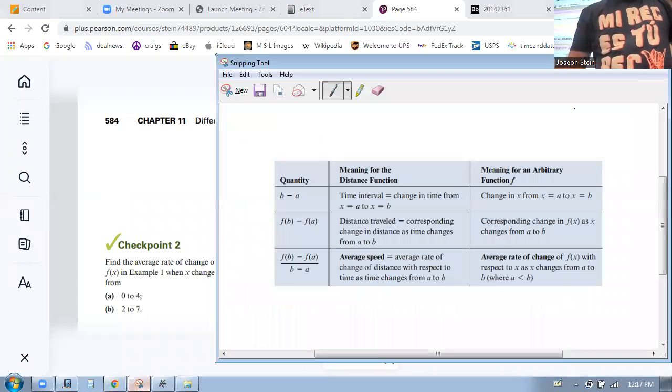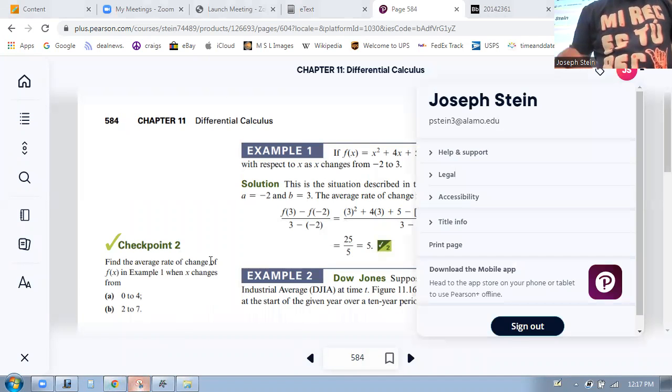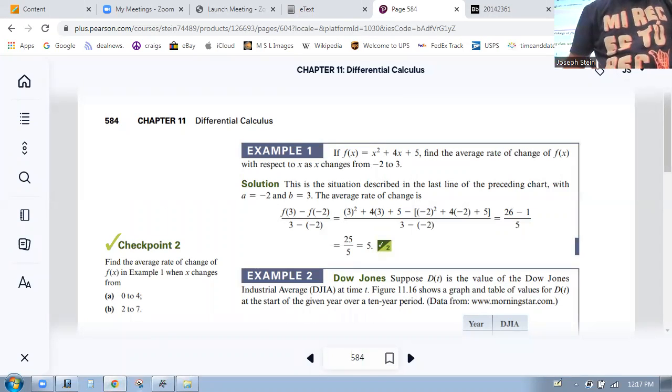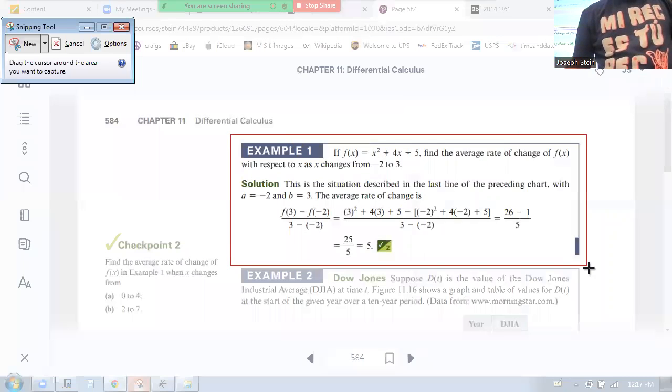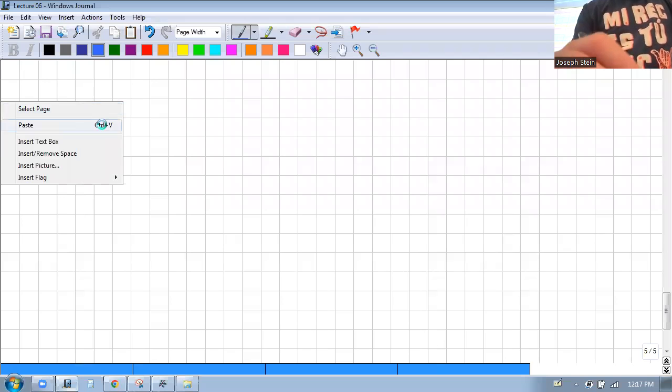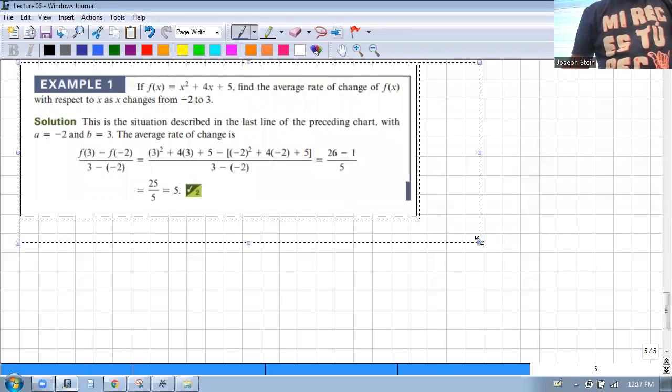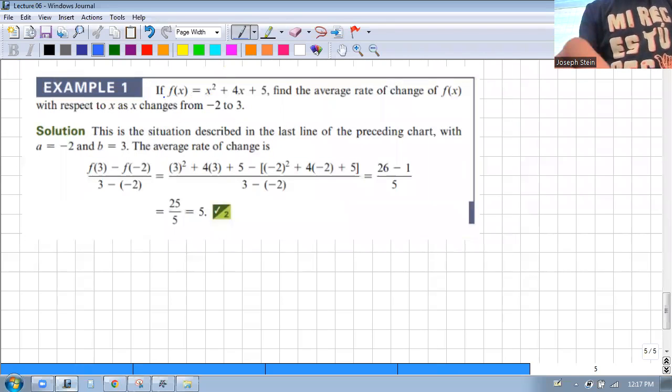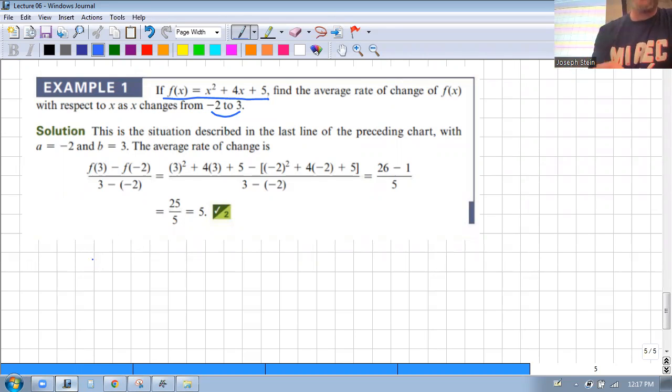So let's look at an example, and you'll see that calculus is easy, and it's the algebra that's hard. So here's our F of X. They want to find the average rate of change of F when X goes from -2 to 3. So for the average rate of change, we're going to do F of 3 minus F of -2.